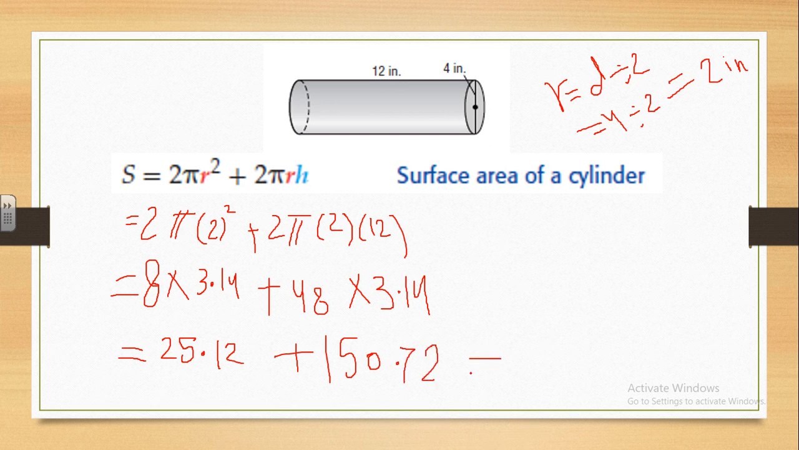Now we have what we need, just make plus: 150.72 plus 25.12, and that's equal, my dear, 175.84.